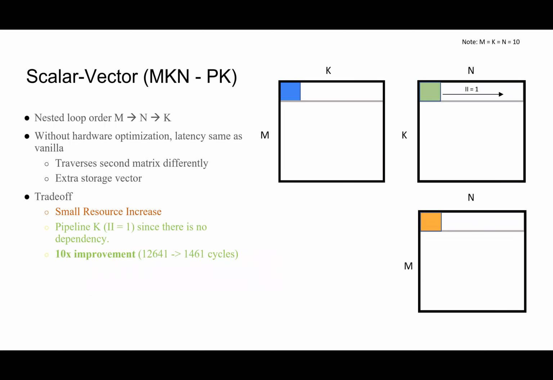Which led us to the Scalar-Vector approach. This approach, without any hardware optimization, is the same as the vanilla approach, but with this, if we pipeline K, we are able to trade off a small resource increase to achieve an II of 1. And since there is no dependency, we see a 10 times improvement from roughly 12,000 cycles to roughly 1,000 cycles.